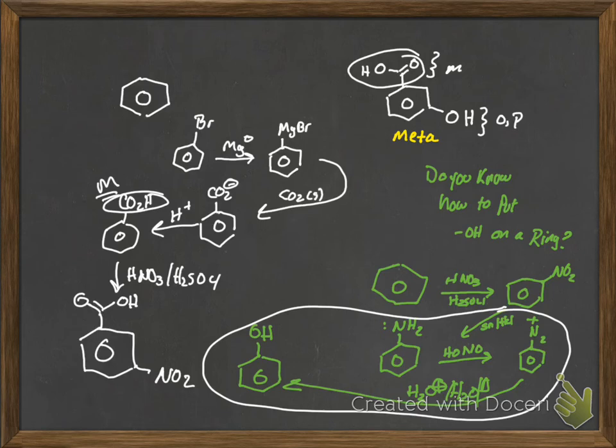Now, I want to leave you with a puzzle that we're going to talk about immediately in the next video. No, really, I promise. It's this. I want you to think how to make this molecule. Para-nitroaniline. All right? I want you to think about how to do this. It's not as easy as it looks.